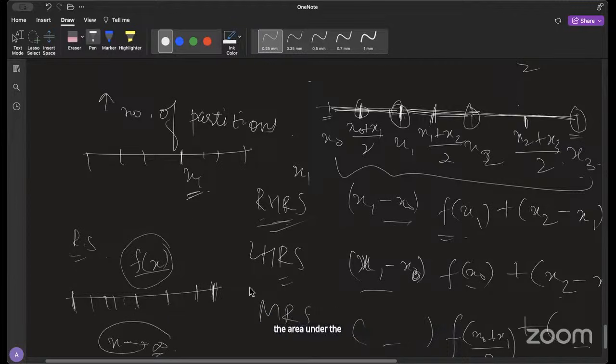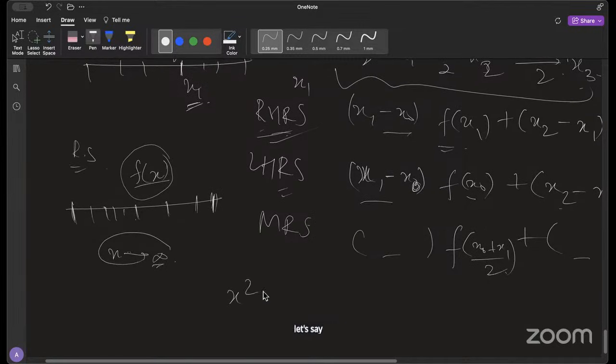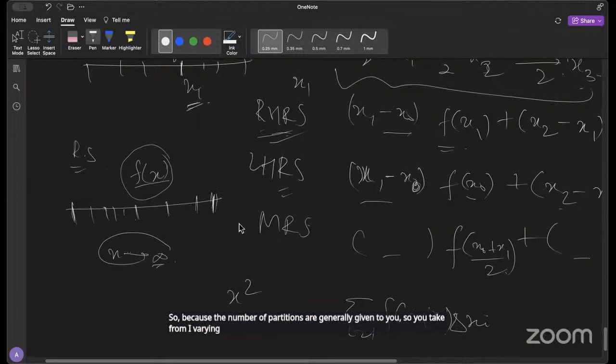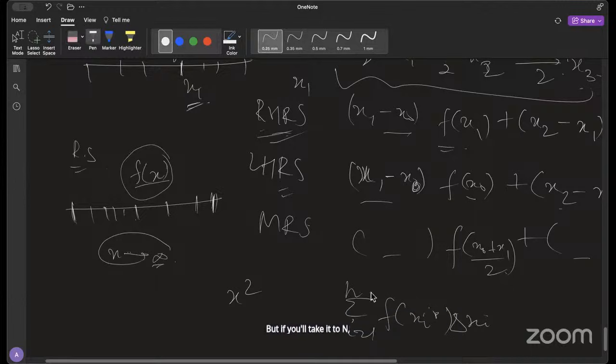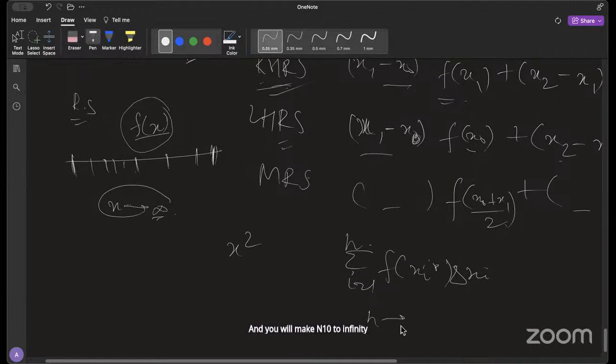Let's say you have x square, and if you do f(x), you do the sum of f(xi star) delta xi, with i varying from 1 to n. Because the number of partitions is generally given to you, if you have 3 subintervals, then you take i varying from 1 to 3, right? But if you take it to n, and you make n tend to infinity.